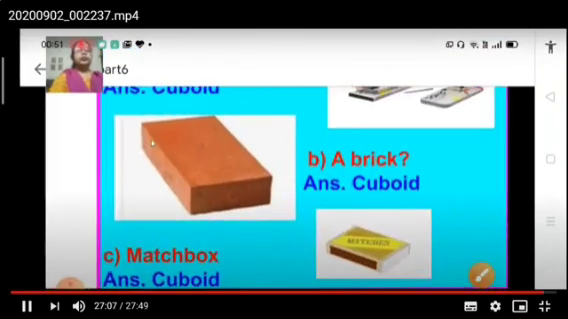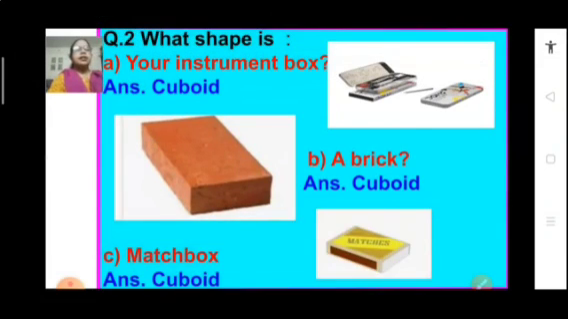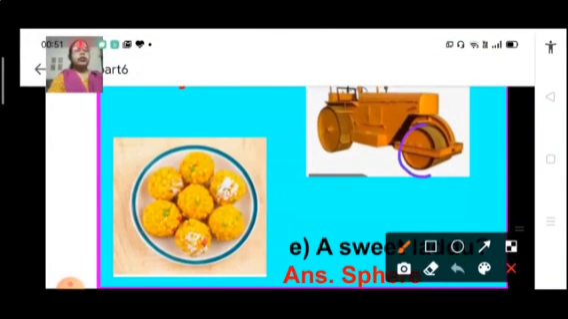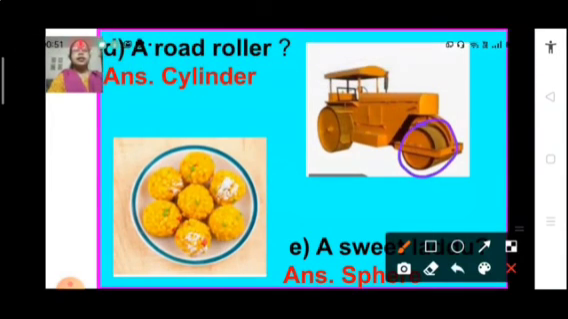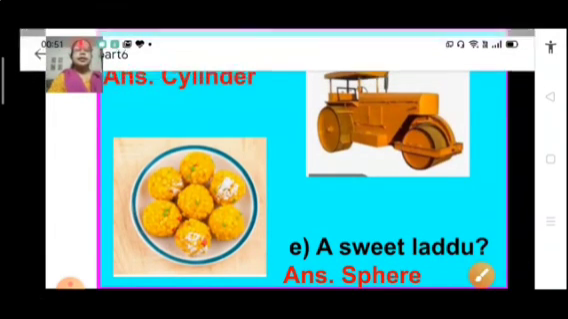Now, what shape is your instrument box? It's a cuboid, isn't it? And a brick, yes, again a brick is also a cuboid. And the shape of a matchbox is also a cuboid. A roller in a road roller is a cylinder. And a sweet laddu is a sphere.